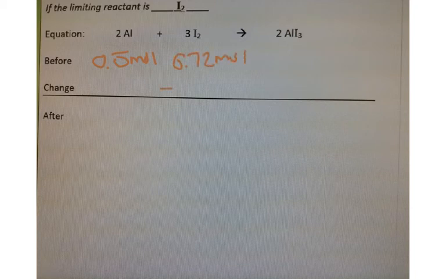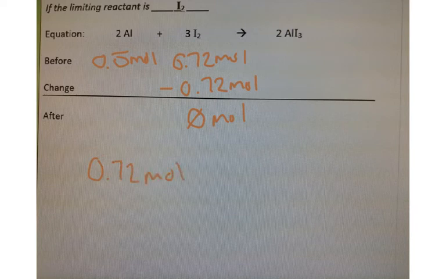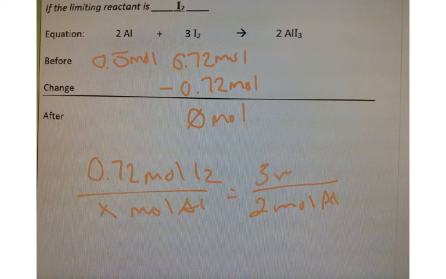In this case, because I'm assuming iodine is the limiting, I am going to lose all of my iodine, which means that I will end up with 0 moles of iodine left over. So now I need to figure out, if I use 0.72 moles of iodine, how many moles of aluminum would I also use? So I'm going to set up my molar ratio again to figure out my C for aluminum. I've got 0.72 moles of iodine, and I need to figure out how many moles of aluminum that would be. So I'm going to set that proportionally equal to my molar ratio, which is 2 moles of aluminum on the bottom, because moles of aluminum is on the bottom on the left, to 3 moles of iodine, because moles of iodine is on the right.